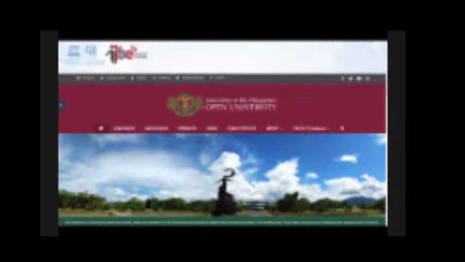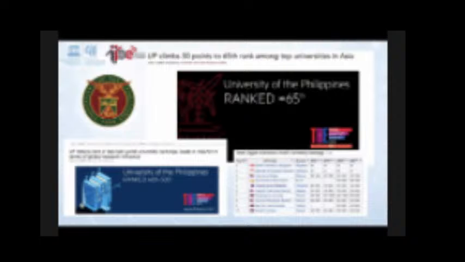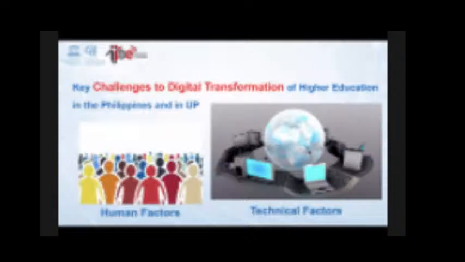Out of the 8 constituent universities, we have what we call the Open University, where online programs are being offered. And this has been running for like 30 years now. The university is ranked 65th in Asia, part of the top 500 in the world, and fifth in Southeast Asia.